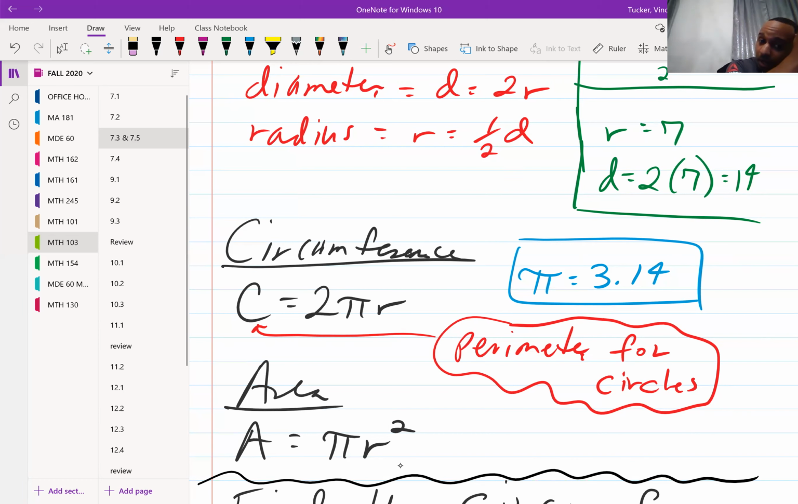So that's 2 pi r, 2 times pi times r. And then the area is pi times r squared. Pi, if you don't want to use the abbreviation, is 3.14, and that's a run-on decimal to infinity. So 3.14 is normally what is used there.